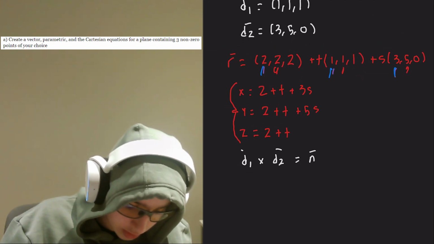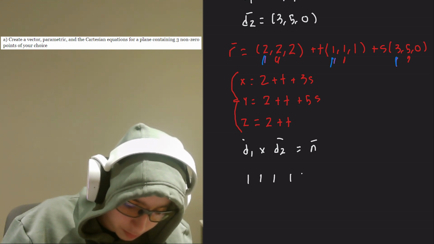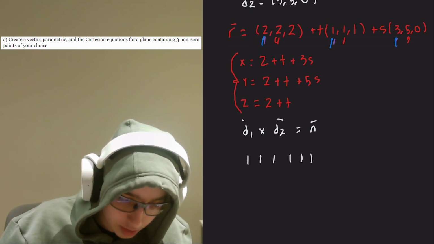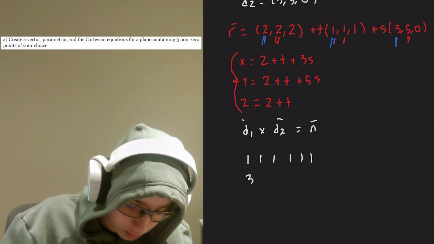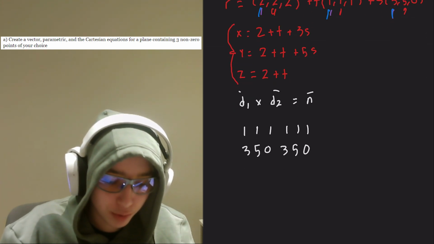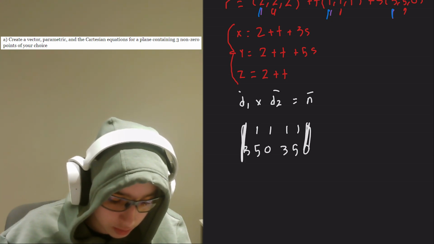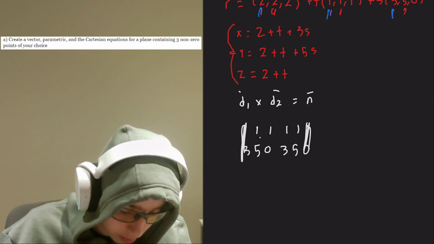So we got our first direction, 1, 1, 1, and we'd write that out twice. Then we got our second direction vector, 3, 5, 0. Alright, now if you recall, in order to do the cross product, we gotta cross off the first and the last columns, and it's gonna follow this formula right here.